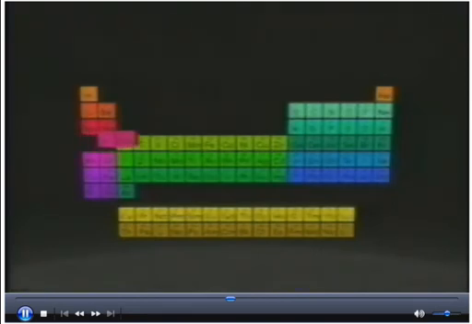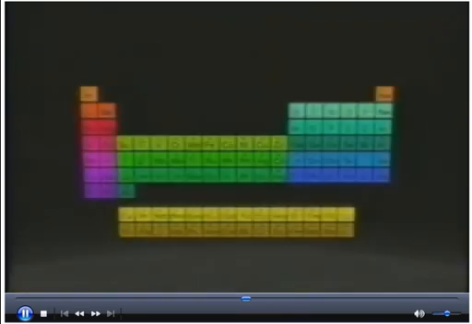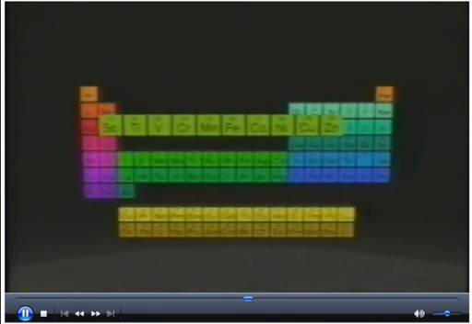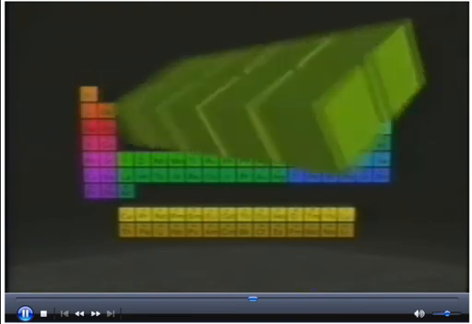Potassium and calcium have valence electrons in the 4s orbital. The 4s orbital is larger than the 3s orbital, but is otherwise similar in shape. The 4s orbital has 3 nodal spheres. The next 10 elements, the transition metals, have valence electrons in the 3d orbitals.